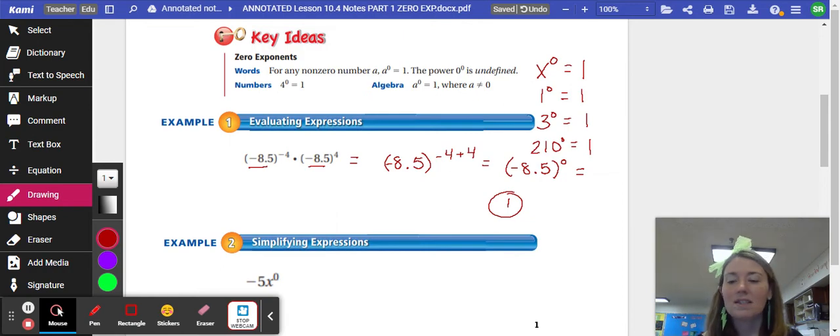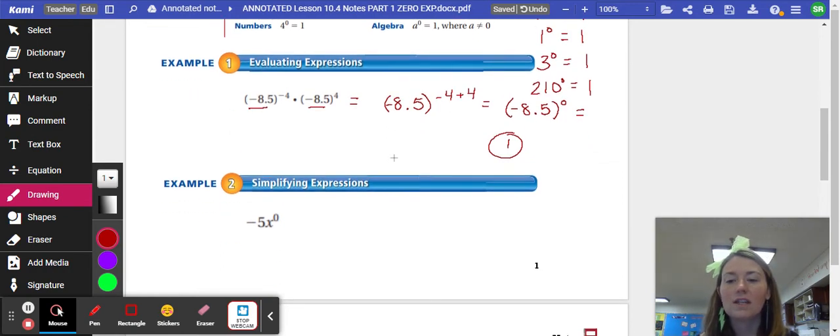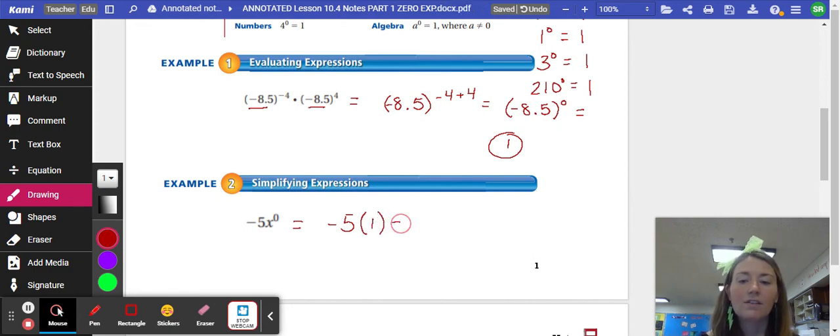In example 2, we're going to be simplifying an expression, which is just slightly different. So to simplify this, I'm going to leave this negative 5 coefficient alone, and x to the power of 0, we know that that's equal to 1. So I'm going to replace that with a 1. Negative 5 times 1 is negative 5. Now this is simplified. Okay, so we are able to both evaluate and simplify expressions now that we know that that 0 exponent equals 1.